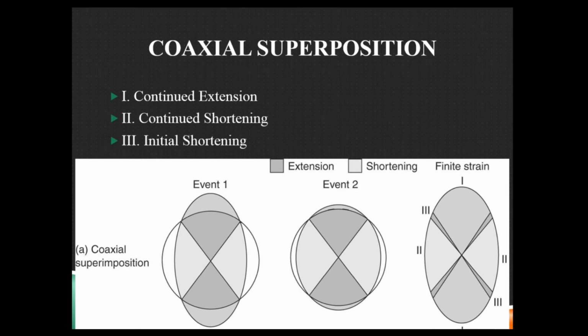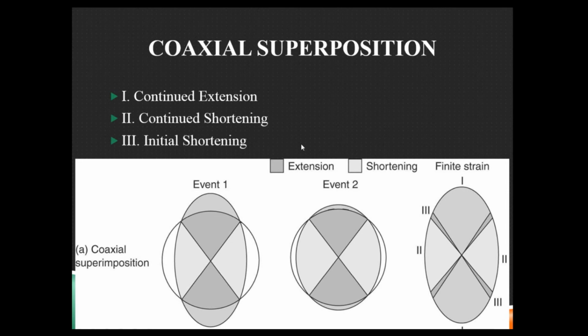There are areas on the sides here, the light blue areas, that shortened during the first event and shortened during the second event. So there's a lot of shortening going on. That's a type 2 region. And then there are little regions here, these little wedges that are extra dark, that have type 3.